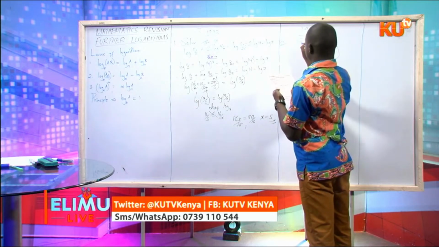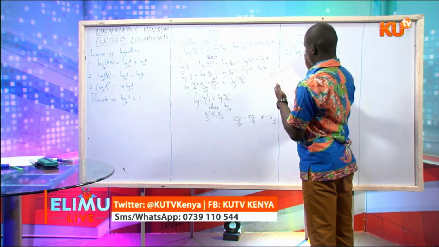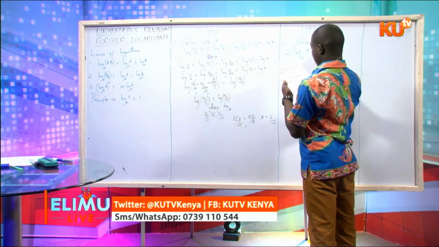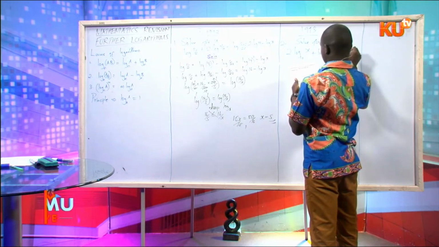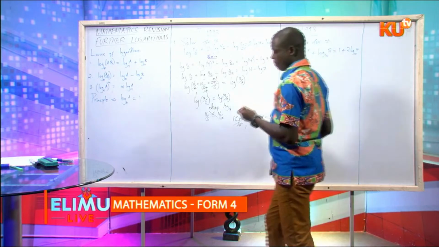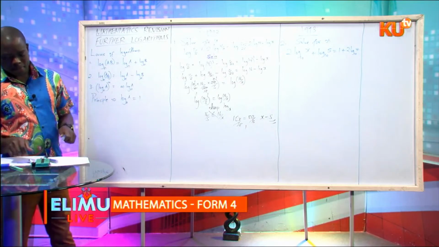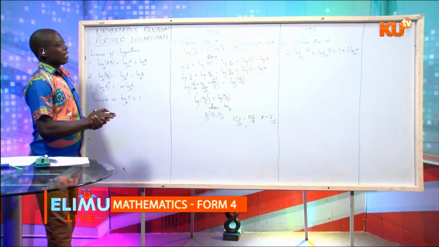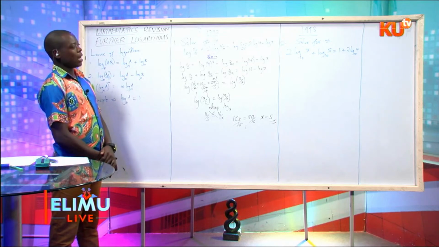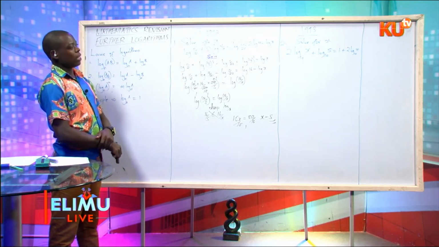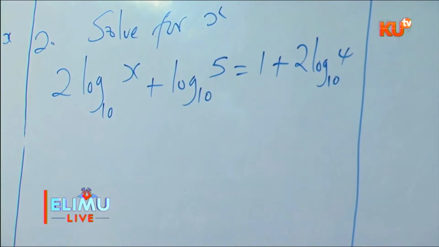You are told to solve for x. Solve for x. And then you have 2 log x base 10, and now this time they specified the base, plus log 5 base 10 is equal to 1 plus 2 log 4 base 10. 1993, that was the case that was given.